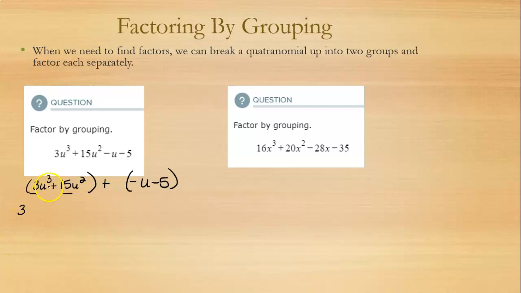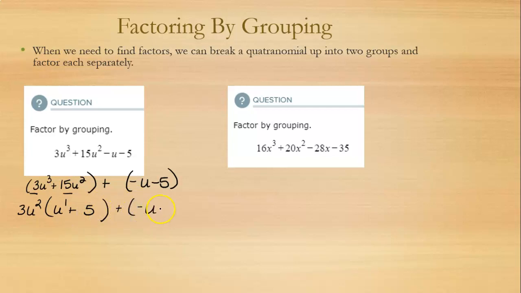That leaves me with u to the third and u squared. The highest number of u's that I can take out of both is u squared. That leaves me with u to the 1, because 3 minus 2 is 1, and u squared divided by u squared just gives me 1. 15 divided by 3 gives me 5, so that's u plus 5.